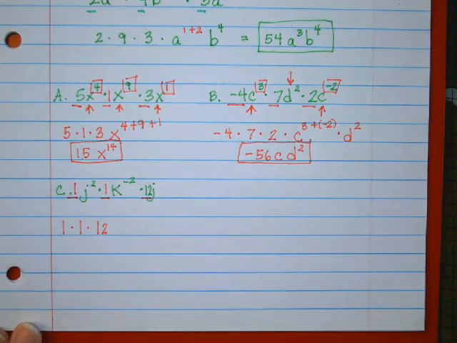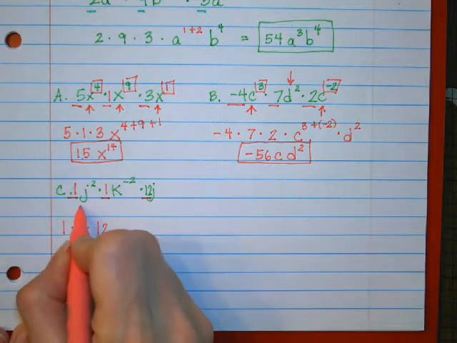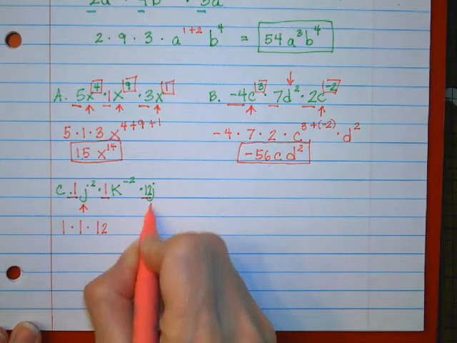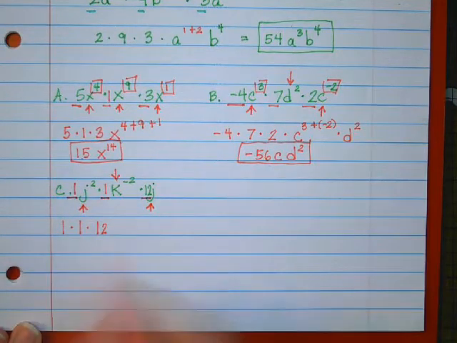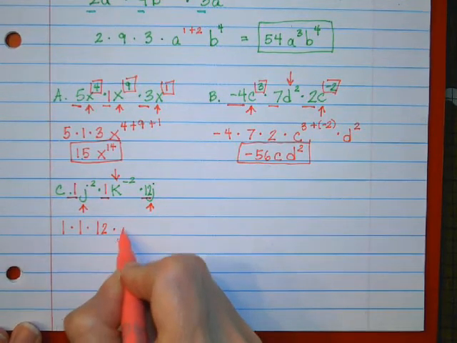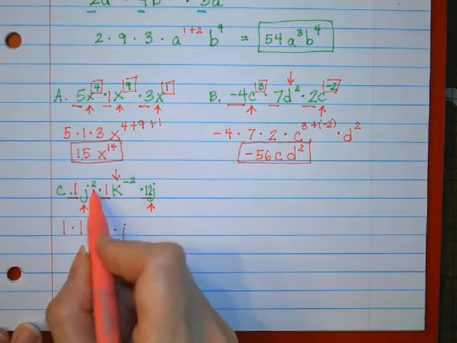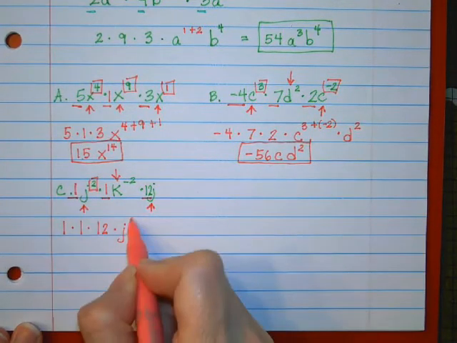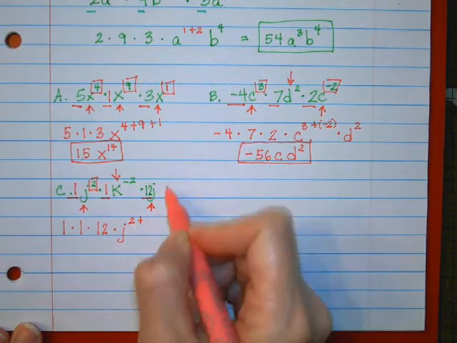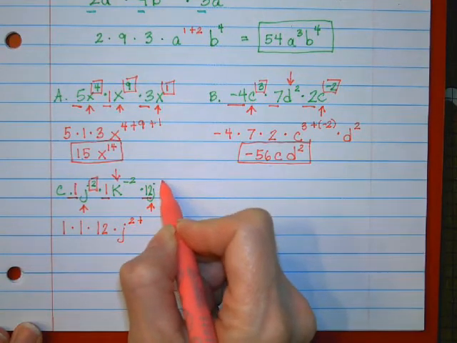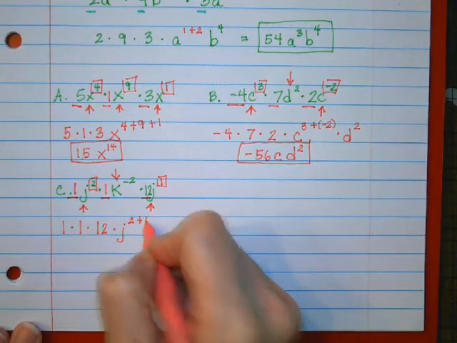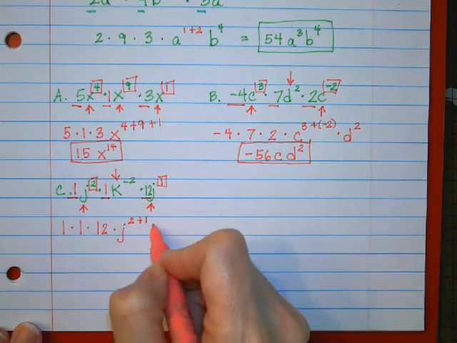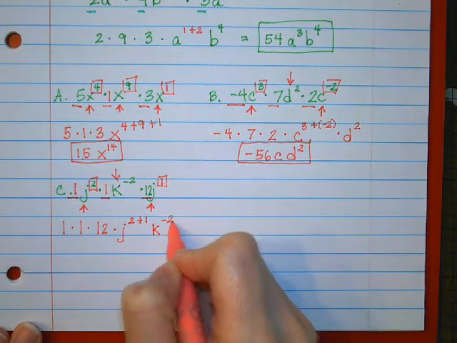I have two different variables. I have j's, 1j, 2j's. Then I have a lonely k up here. So I'm going to take my j, because j comes before k in the alphabet. I'm going to take the exponent to the first j, which is 2, and add it to the exponent of the second j, which is an understood 1 because there's no number there. So plus 1. Then I'll bring down the only k that I got, which is k to the negative 2.